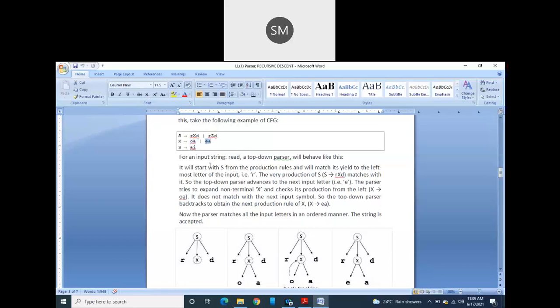But here the second one is EA. This EA is a result of capital X, or it can be a replacement of this capital X. So definitely this RX only you will take. You will not take Z, because R is matched here.